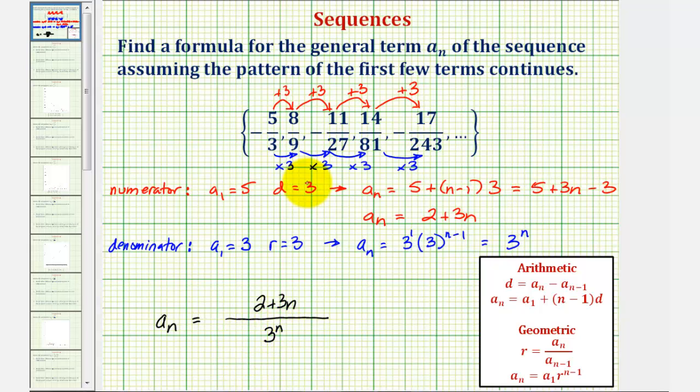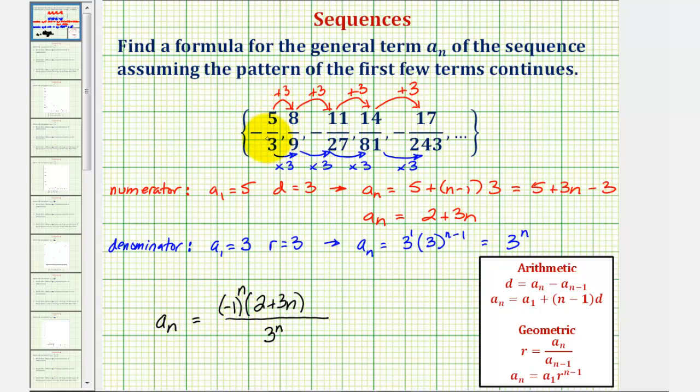But we still have to alternate the sign of the fractions. And we can do this by using a factor of negative 1. Notice how if we multiply the numerator by negative 1 to the power of n, if n is odd, the fraction would be negative. If n is even, the fraction would be positive. Let's see if this works.